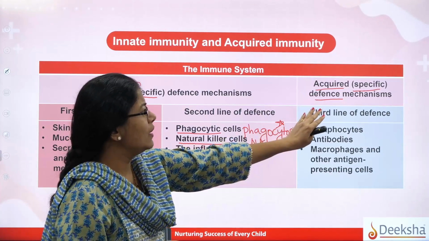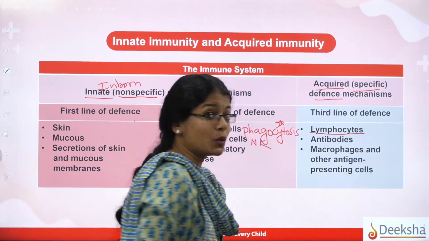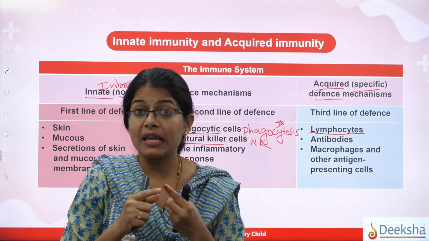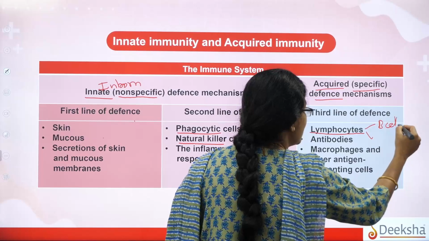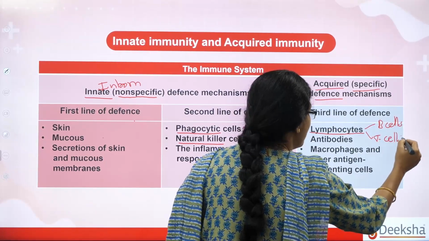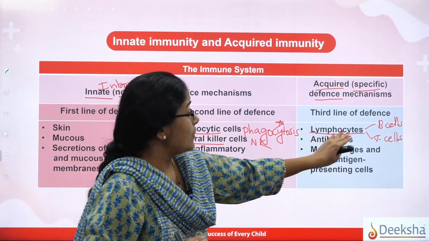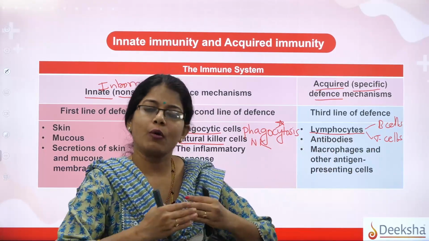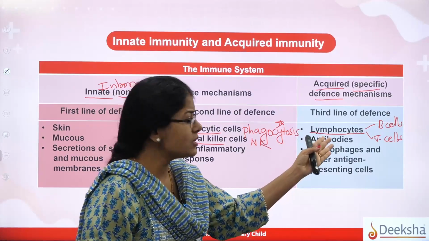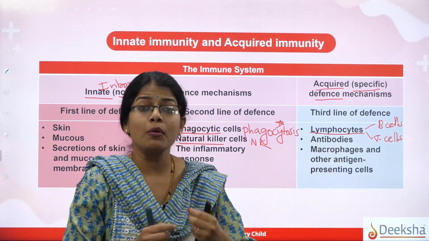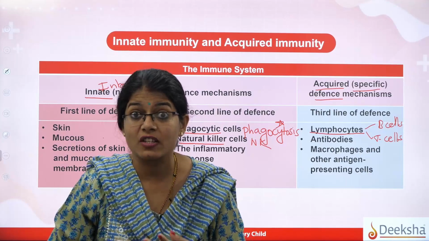Next comes the acquired defense mechanism, that is the third line of defense, and these are the main cells. The lymphocytes, of two types: B cells and T cells, or B lymphocytes and T lymphocytes, are the two main types of cells which take care of the beautiful, well-planned, acquired immunity. Yes, students? B cells and T cells both show their own type of immune responses. They are a little different, but they take care of the third line of defense. Next come the antibodies, immunoglobulins, which are secreted by the B cells, which try to destroy the pathogen, that is the antigen.